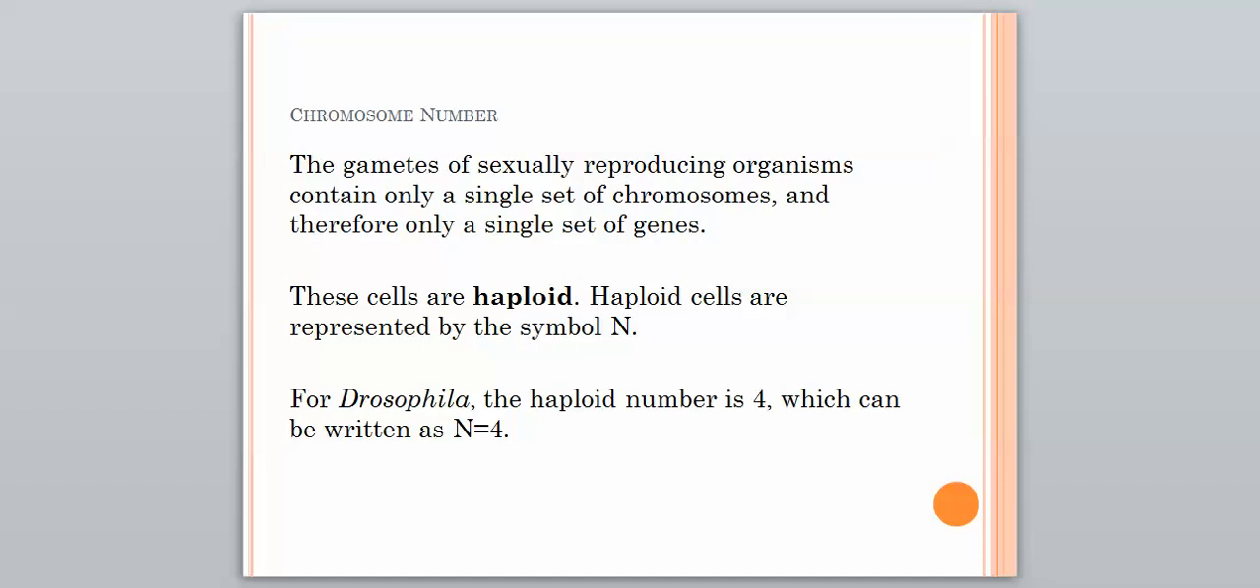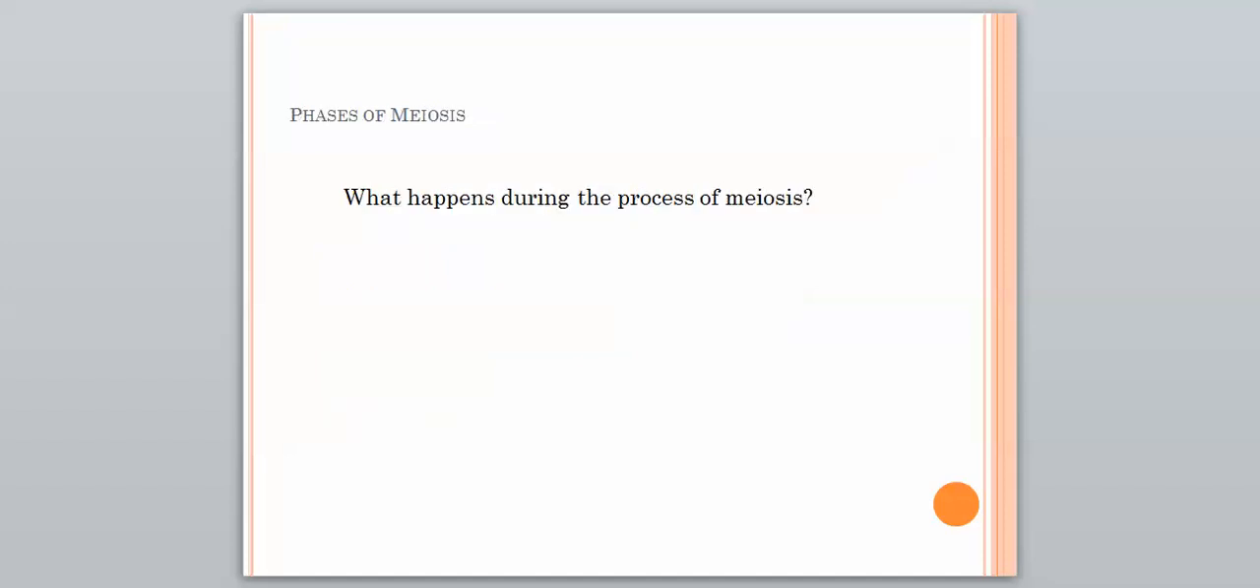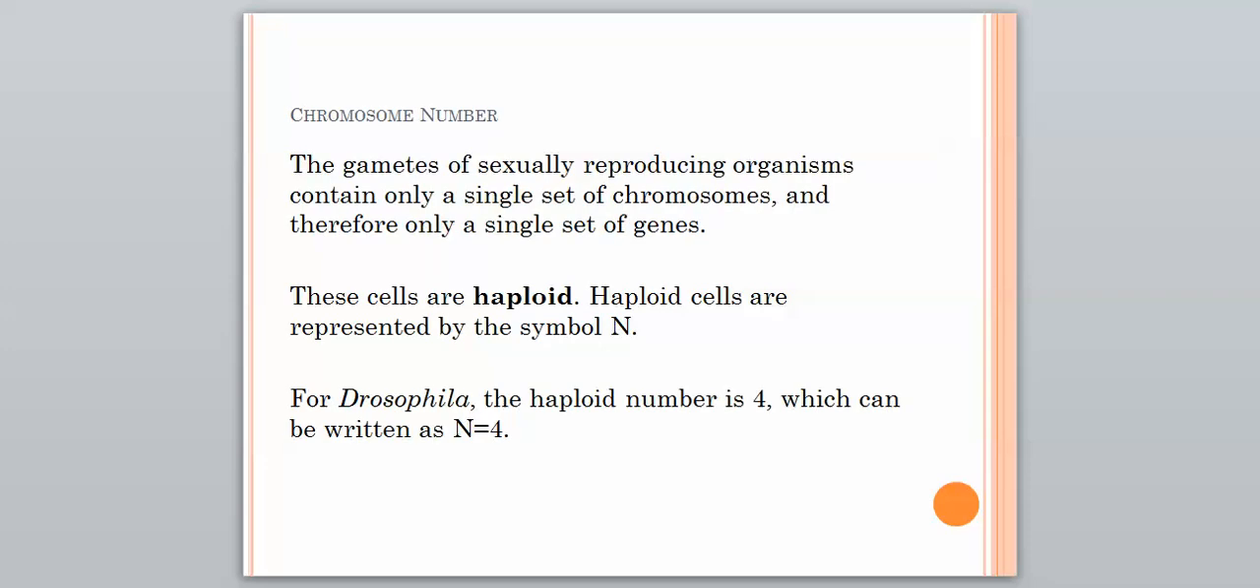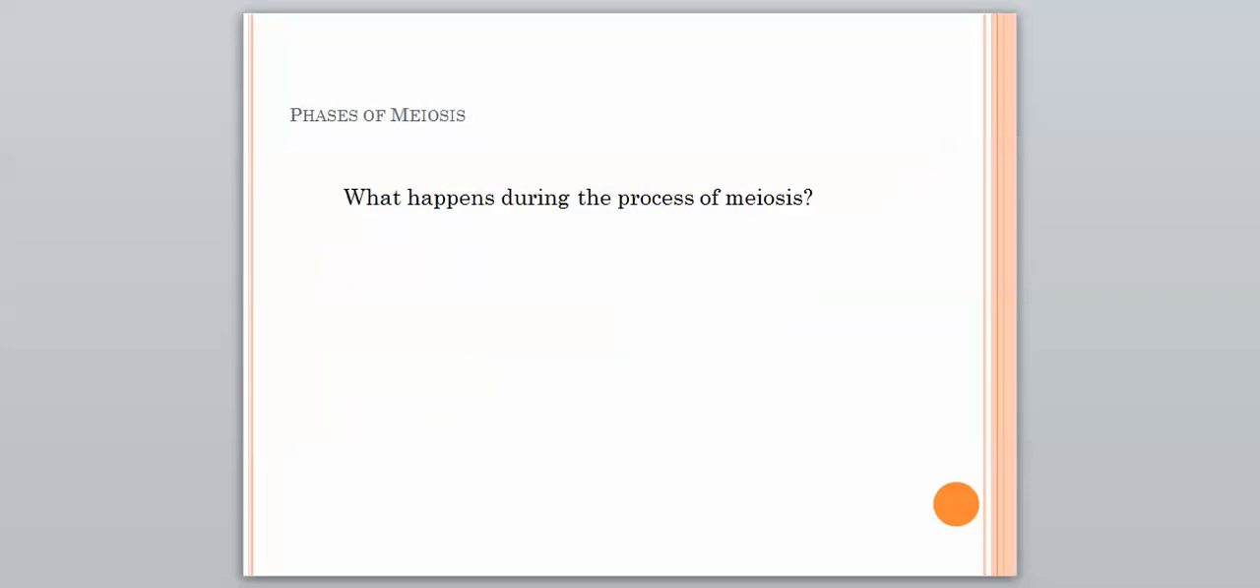And these cells are said to be haploid because they only have one set of genes, and haploid cells are represented by the symbol N. In the fruit fly, the haploid number is 4, which can be written as N equals 4. So going back, there are 8 in our normal body, but in the gametes, the sex cells, there's half of that, so it would be 4. And how this 8 turns into 4 occurs during a process of meiosis.